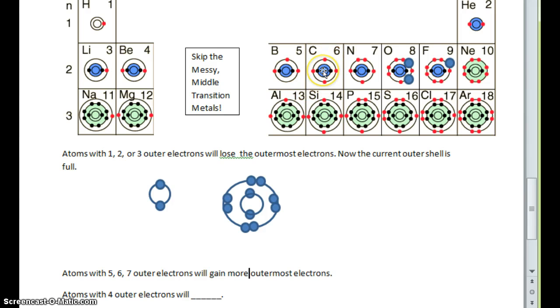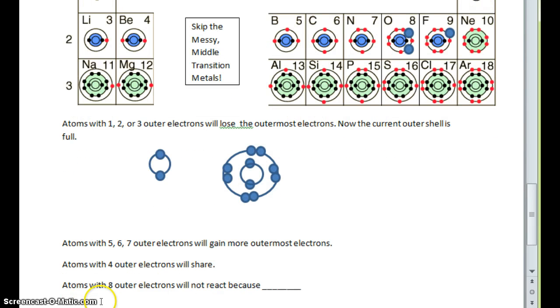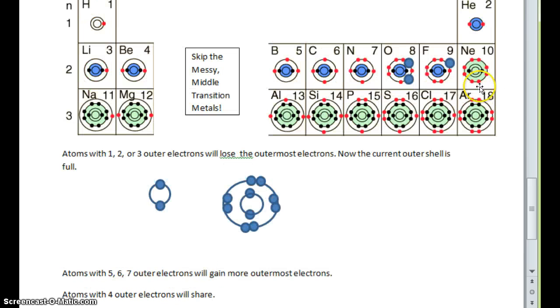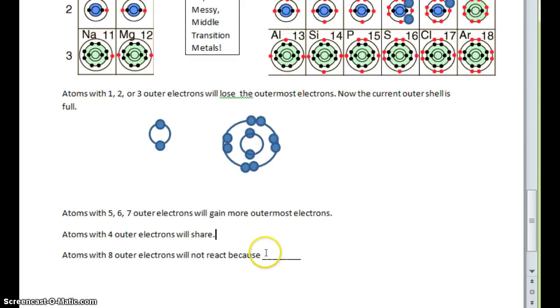Okay, what about carbon? Carbon has 4. Well, is it going to lose 4 or gain 4? It's actually going to share. So they can share, and we'll talk more about that. Atoms with 8 outer electrons will not react because why not? Helium doesn't either. Why won't neon and argon react? Because they already have a full outer shell and therefore are stable.